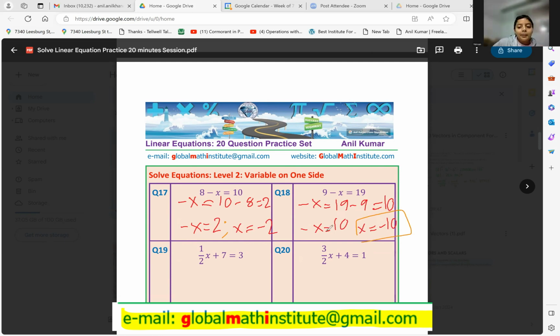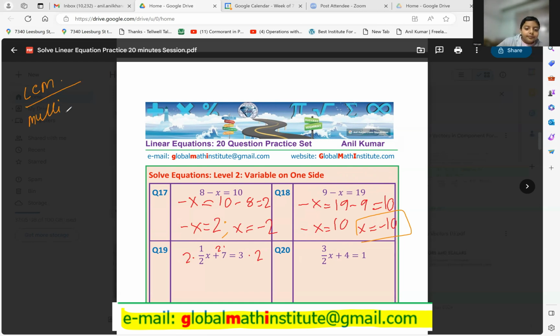Next question. This time there's a fraction. You also have to get rid of it. Yes, so there are 2 ways. I'll show you the way that I usually do for the first type. So multiply by the lowest common multiple, right? So he is using LCM to multiply each term.